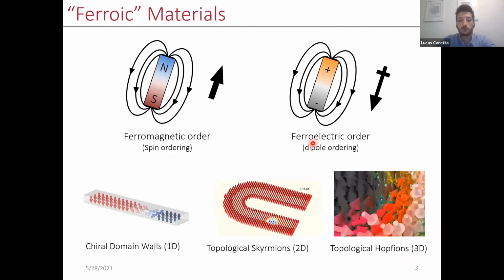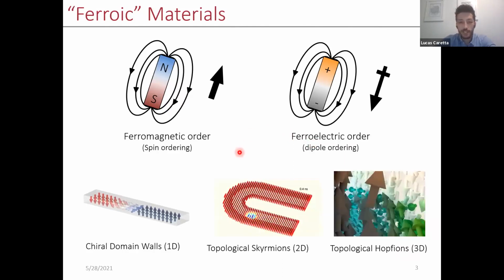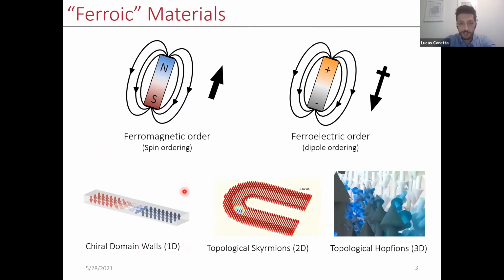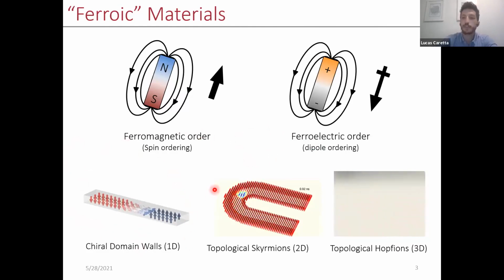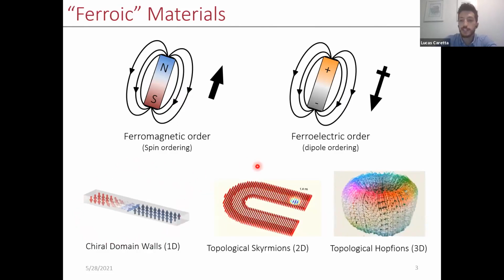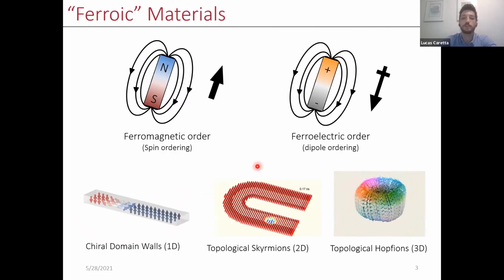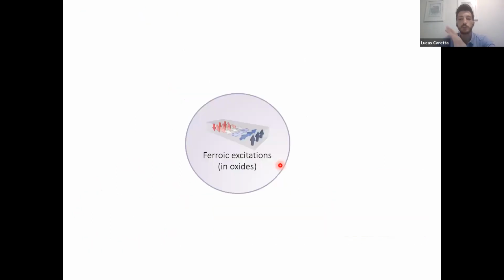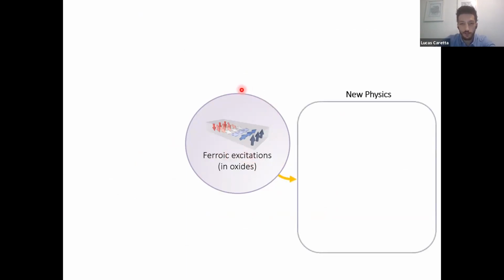And so what really excites me about these materials is not that these textures exist, but actually they're dynamic and they can move. So we can manipulate them, we can stimulate them, we can excite them in different ways, which can help uncover new physics. So really the majority of my research over the past few years has been looking at these excitations, particularly in oxides, to access or serve as a platform really to access new physics.